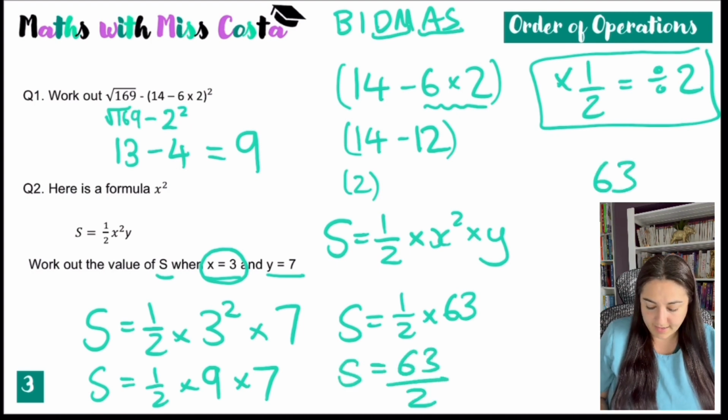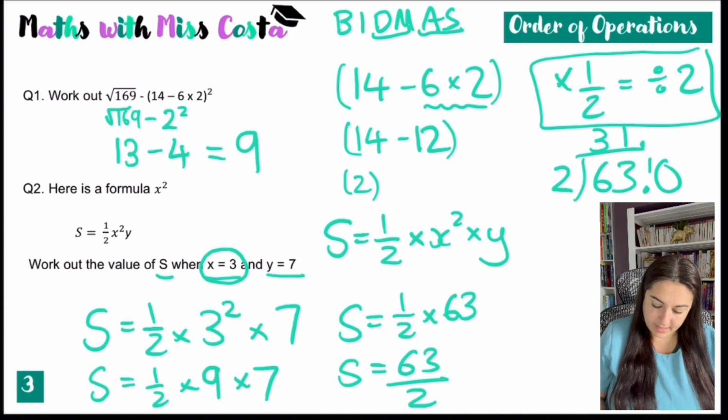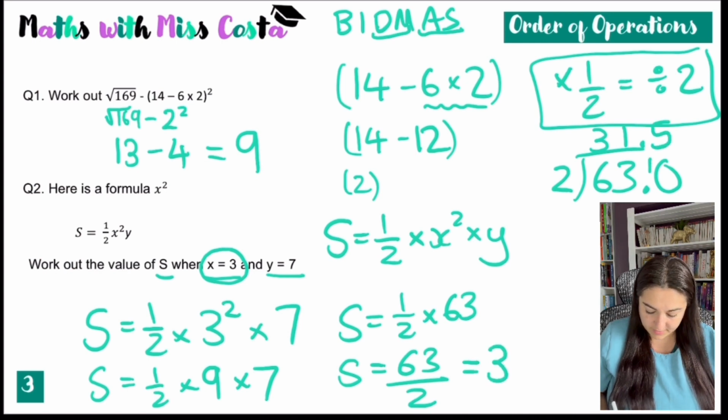And I could work that out using my bus stop method. How many 2's going into 6? 3. How many 2's going into 3? 1, remainder 1. How many 2's going into 10? 5. So my answer would be 31.5.